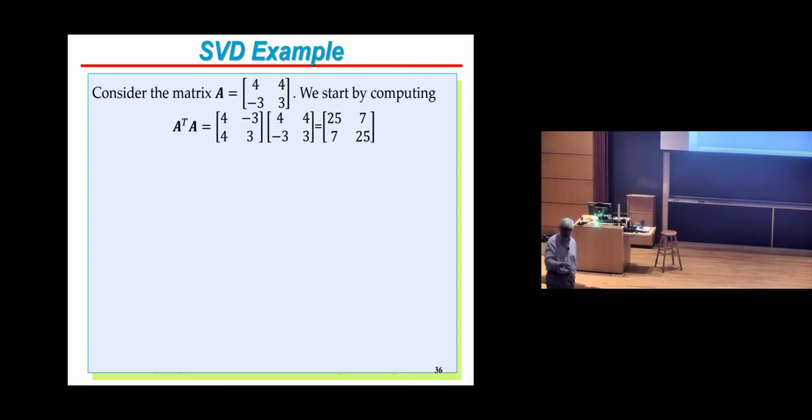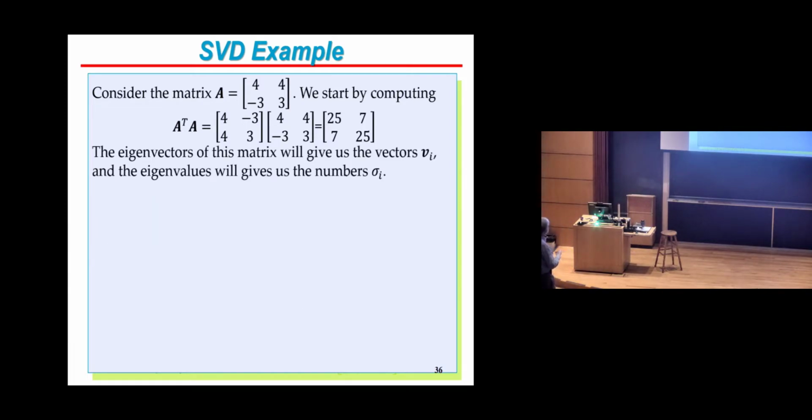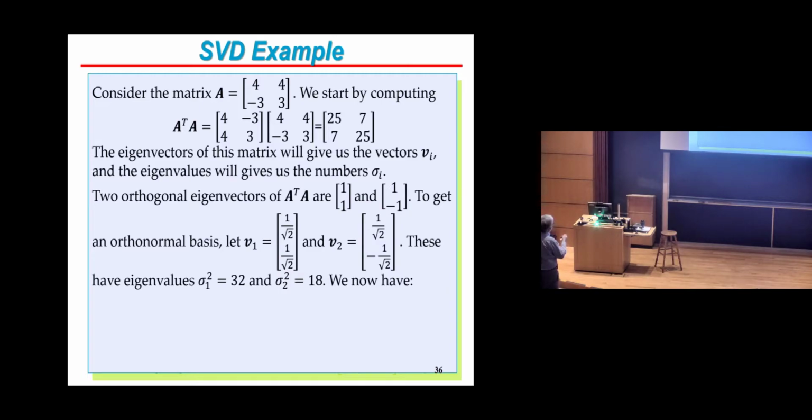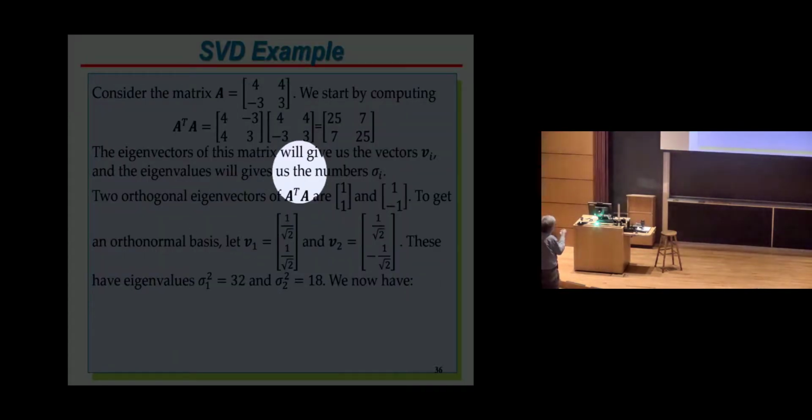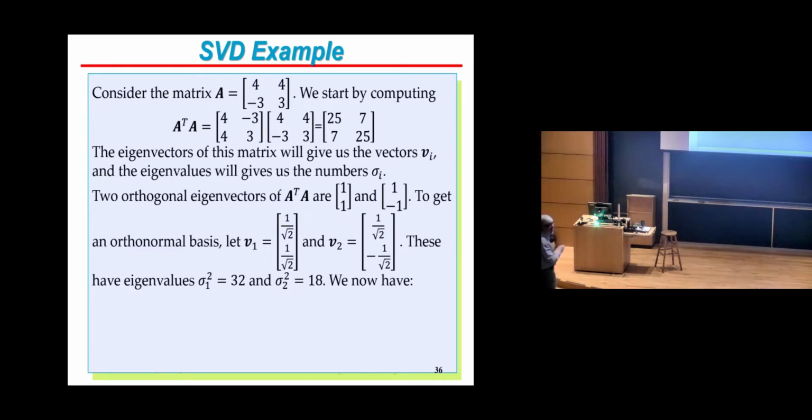Find the eigenvalues and the eigenvectors of this, using whatever way you like. The 2 eigenvectors are (1, 1) and (1, -1), and you remember these are the V vectors. This is very important: you have to normalize them. If you forget to normalize them, all your calculations will go wrong, so your sigma values will come out completely wrong. So you have to normalize them.